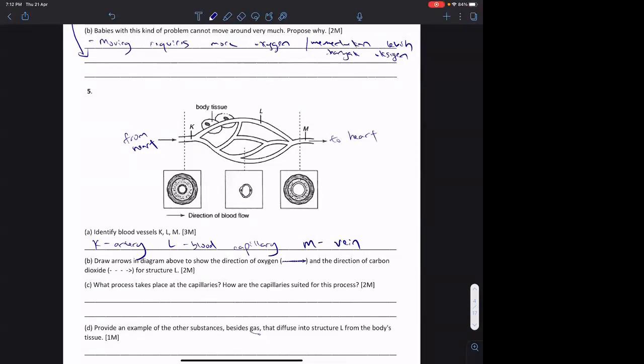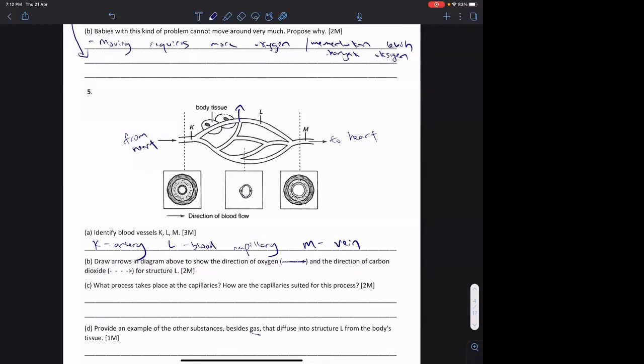So draw B. Draw arrows in the diagram to show the direction of oxygen. Okay, please put this as solid line, because we have 2 dotted lines here. So draw this to a solid line. And the direction of carbon dioxide, dotted line for structure L. Okay, so structure L is here. What do they do with body tissue? So they will give oxygen, which I will use solid arrow. And then carbon dioxide, I use dotted arrow. So they will absorb carbon dioxide. So no need to label because they already tell you solid line means oxygen, dotted line means carbon dioxide. All right, so your capillary will give oxygen to your cells and take carbon dioxide away from your cell.